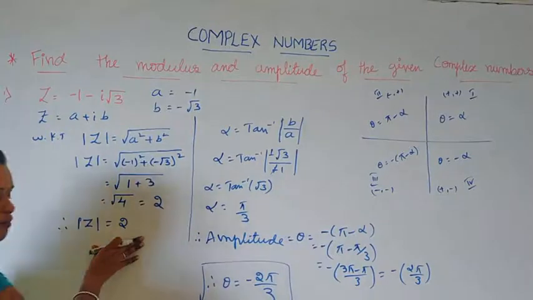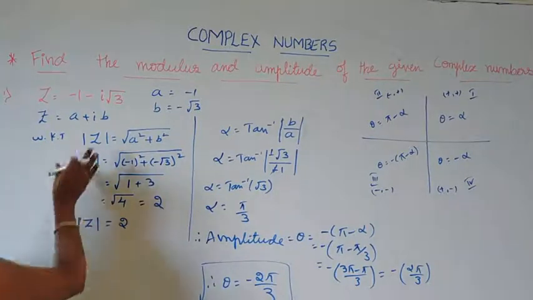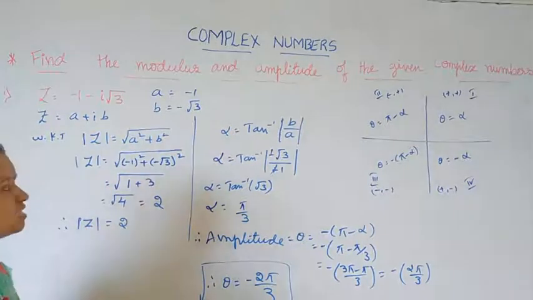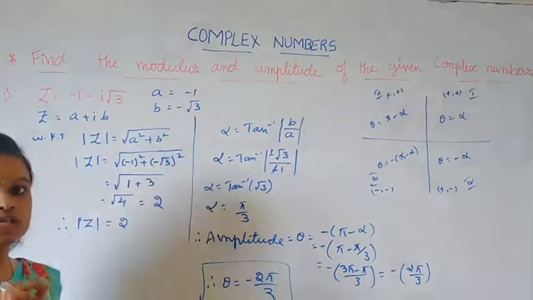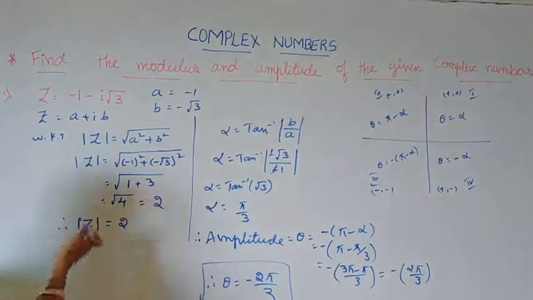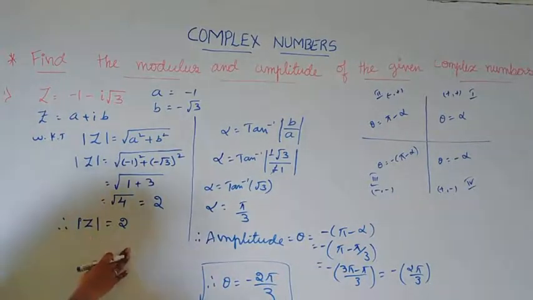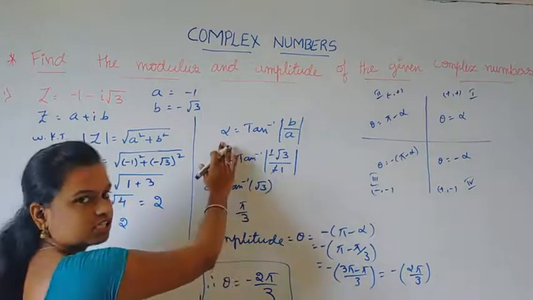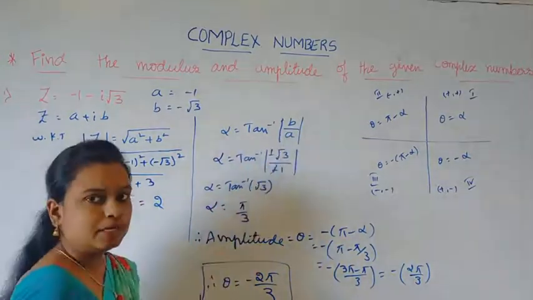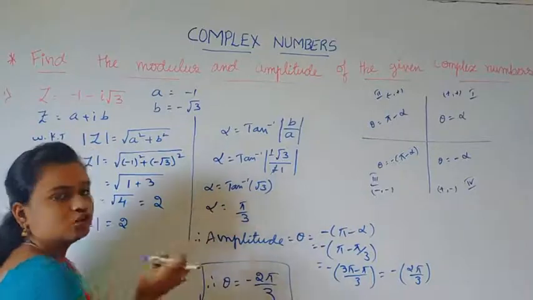Understand? So first you have to find the modulus. The formula for the modulus of the complex number: mod z is equal to square root of a square plus b square. For this problem we get the modulus as 2. To find the amplitude, this is the formula: alpha is equal to tan inverse of mod b by a. So we get the value of alpha.